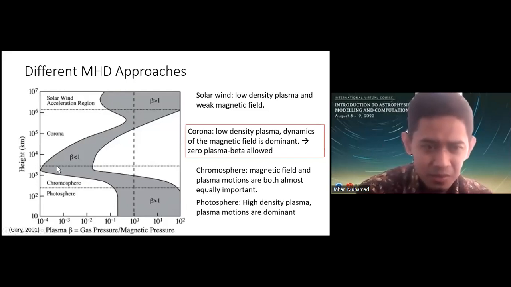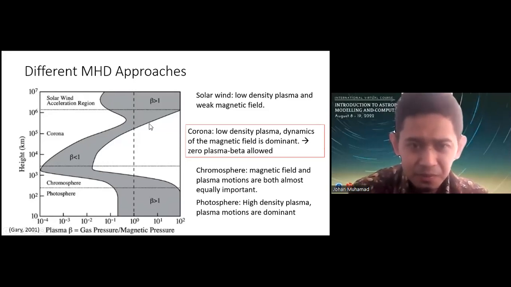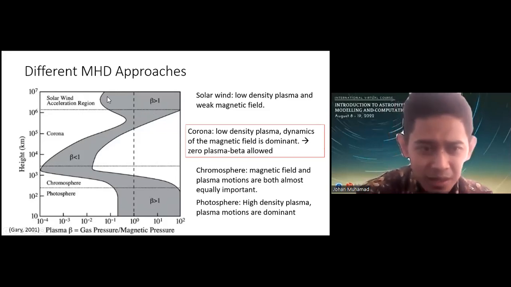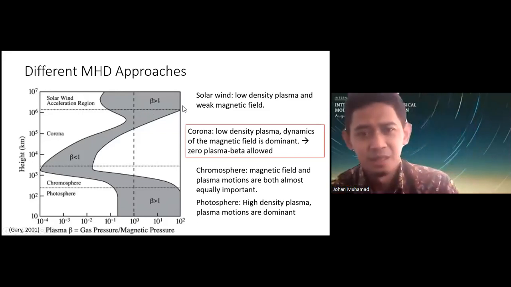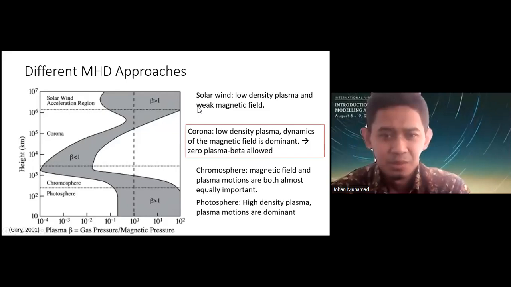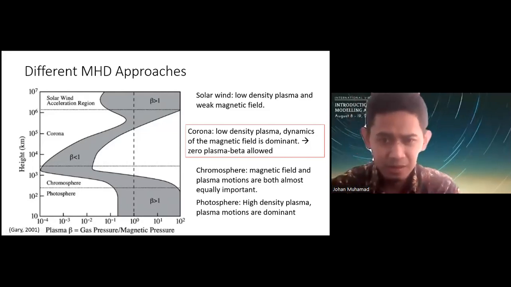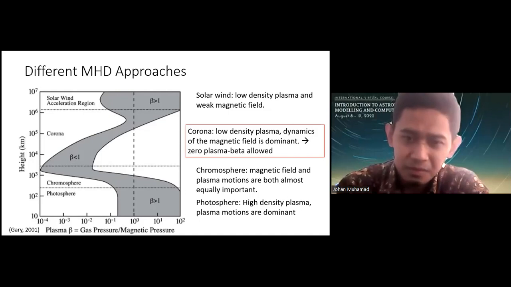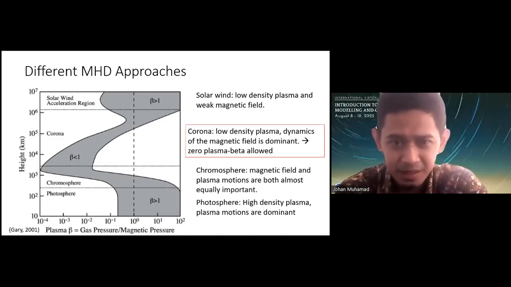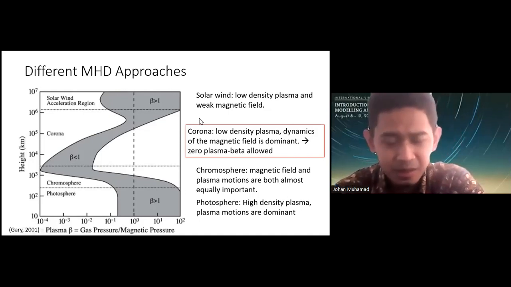And in the chromosphere and the corona, the upper chromosphere and the low corona, the plasma beta is very low. And again, in the upper corona and the solar wind, the plasma beta is very high. So we can know that the solar wind has low density plasma and weak magnetic field. So we should have a very appropriate approach for this treatment of the solar wind.